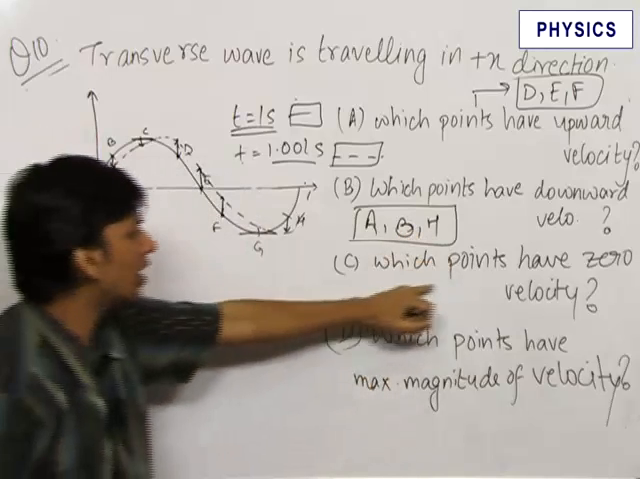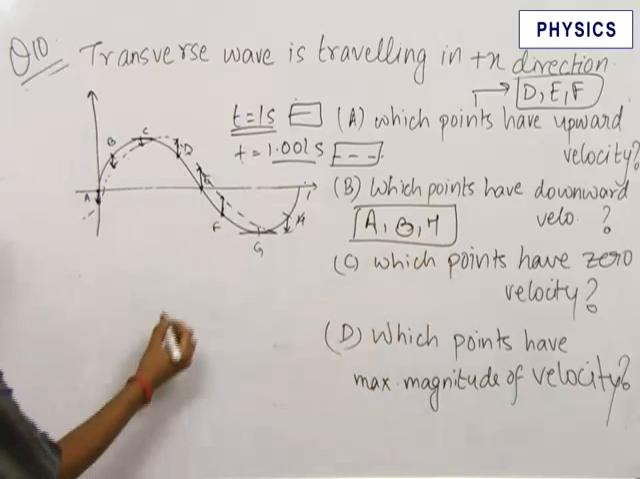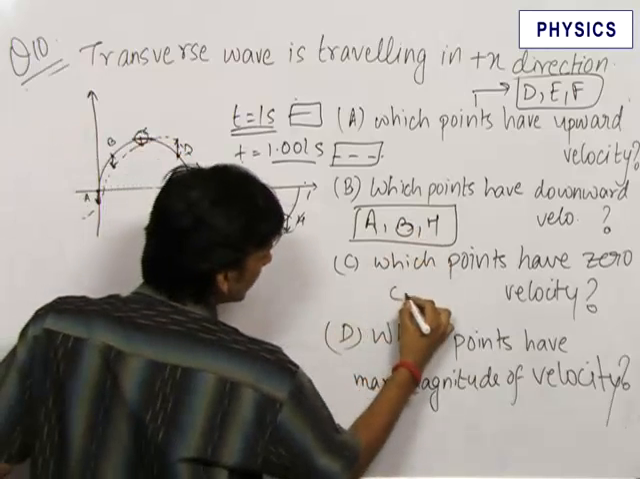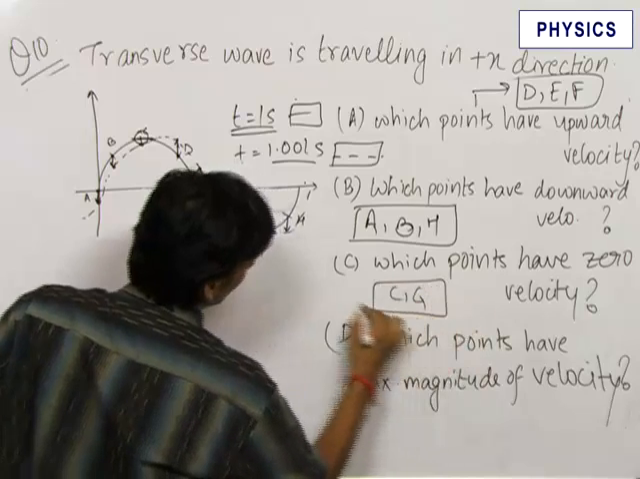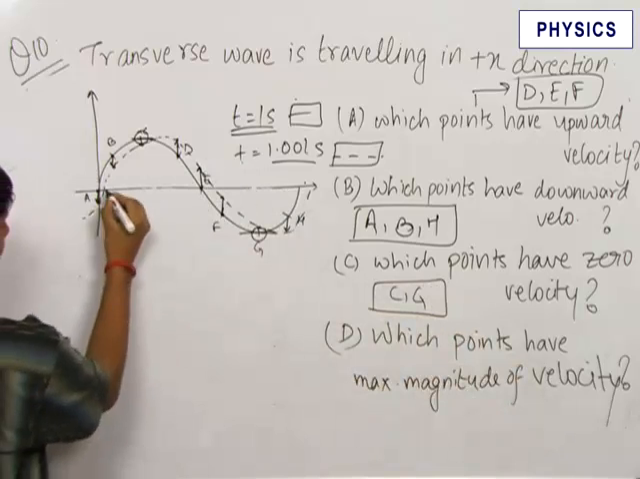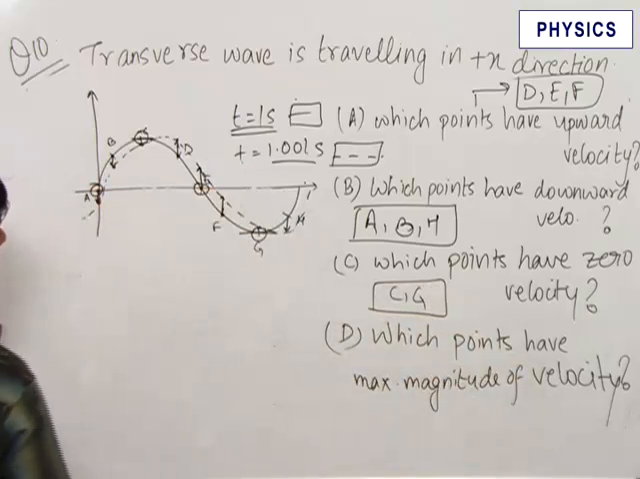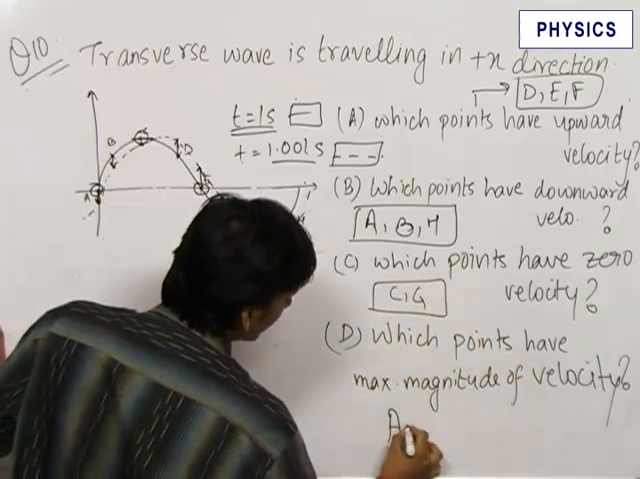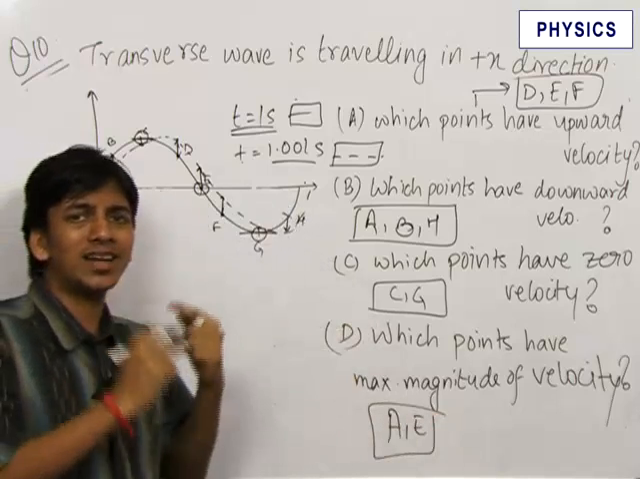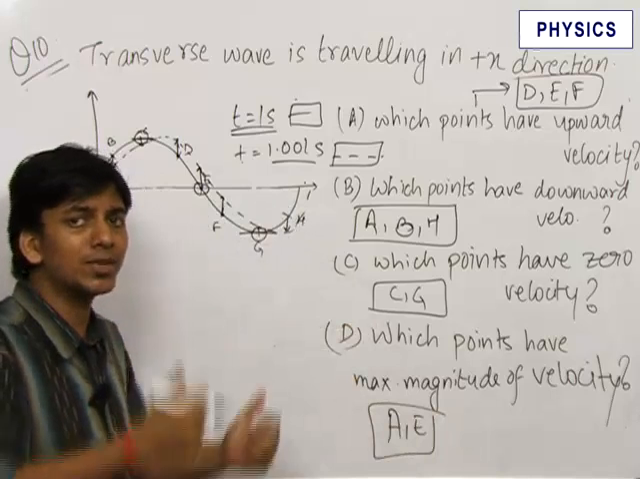Now we need to find out points having 0 velocity. Points having 0 velocity are clearly the points at their extreme positions, that are C and G. The points having maximum magnitude of velocity are definitely the points which are at their equilibrium position, that is A and E.